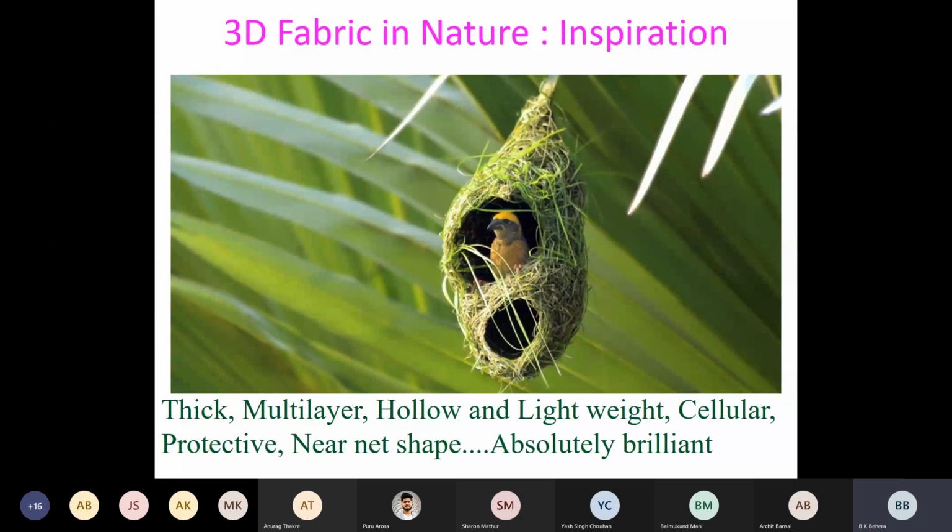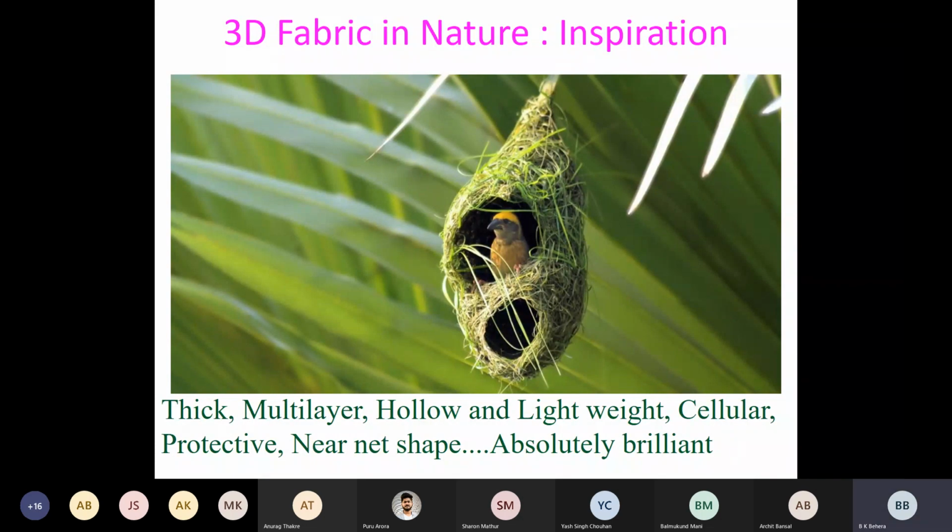It has to be thick, as you see here. It has to be multi-layer. Multi-layer we will discuss today. It has to be hollow. You can see its hollowness from here also. Lightweight, cellular. It has made 2 cells. Protective, and near net shape. Look at the engineering architecture involved here. It's near net shape. The shape is made in such a manner that it's a finished product.